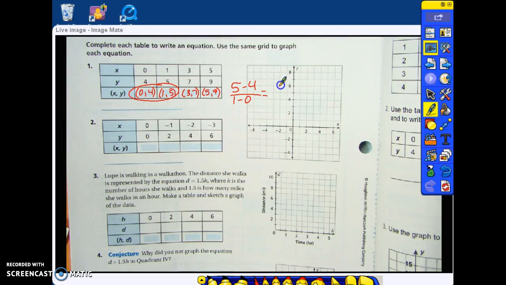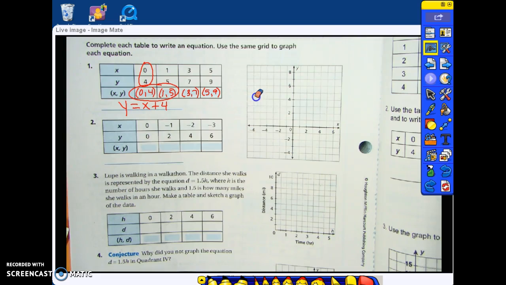5 minus 4 is 1. 1 minus 0 is 1. 1 divided by 1 is also 1. So our slope is 1. And our b is where the graph crosses the y-intercept, so that's where x is 0. When x is 0, y is 4. So our equation is y equals x plus 4.